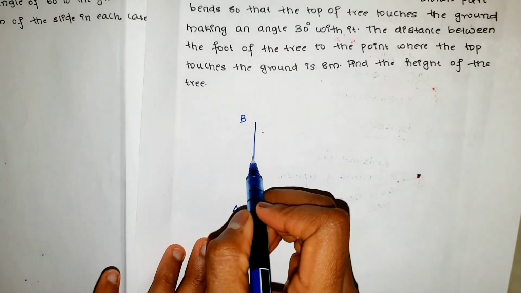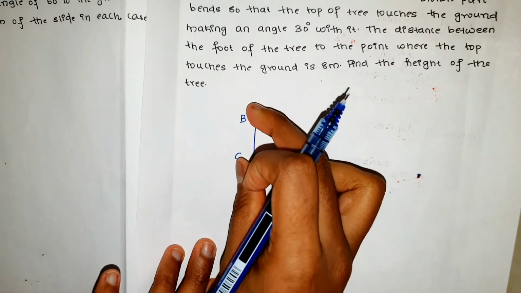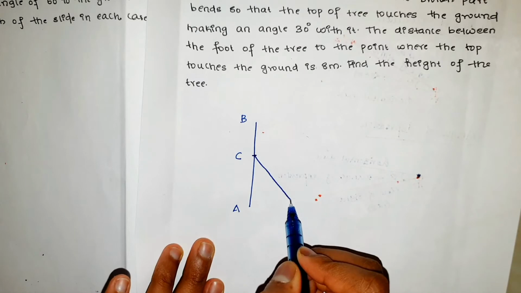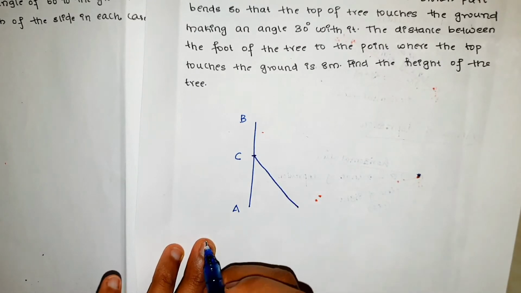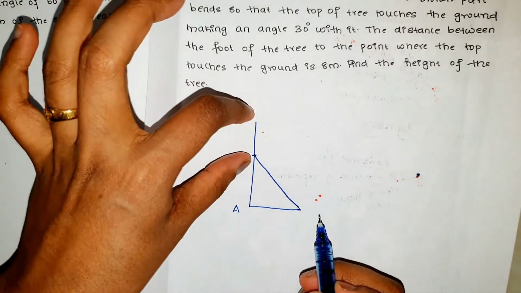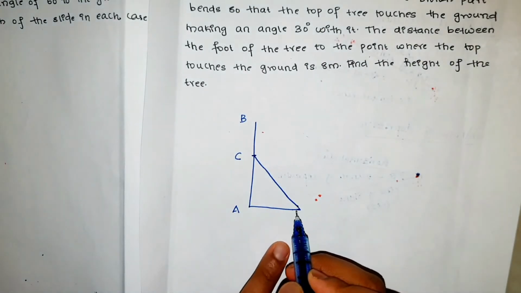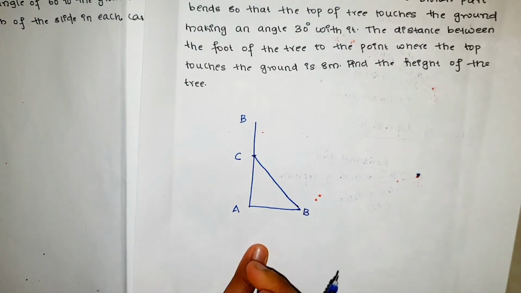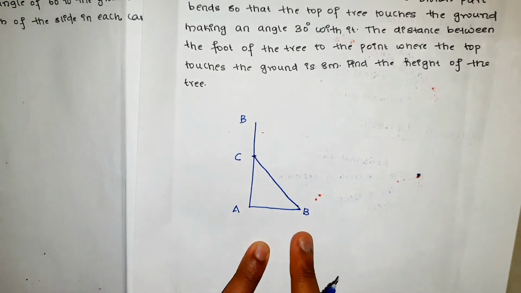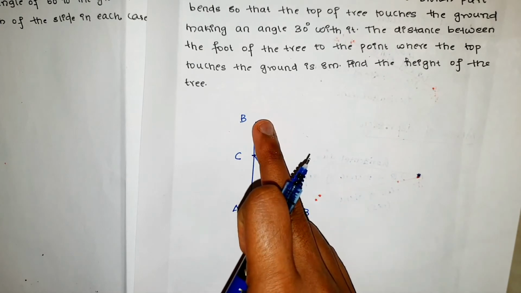Okay, so at a point C it is broken. So let this BZ part, I am taking this part and bending it as if it is touching the ground. So now this part got bent towards the ground. So now this is B point now, because the top touches the ground. Okay, so this is our B. This is also B and this AB is our tree.